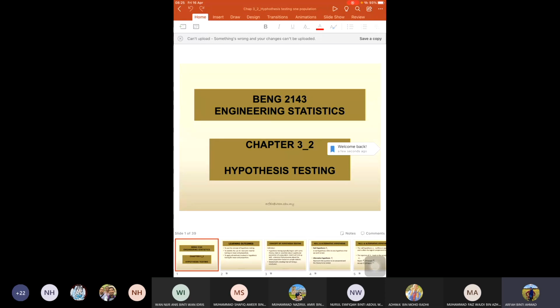Okay, so we will continue with chapter 3_2, hypothesis testing, the second part. So take a look at what we have learned in the previous class. Kita dah tengok cara macam mana nak buat hypothesis testing.